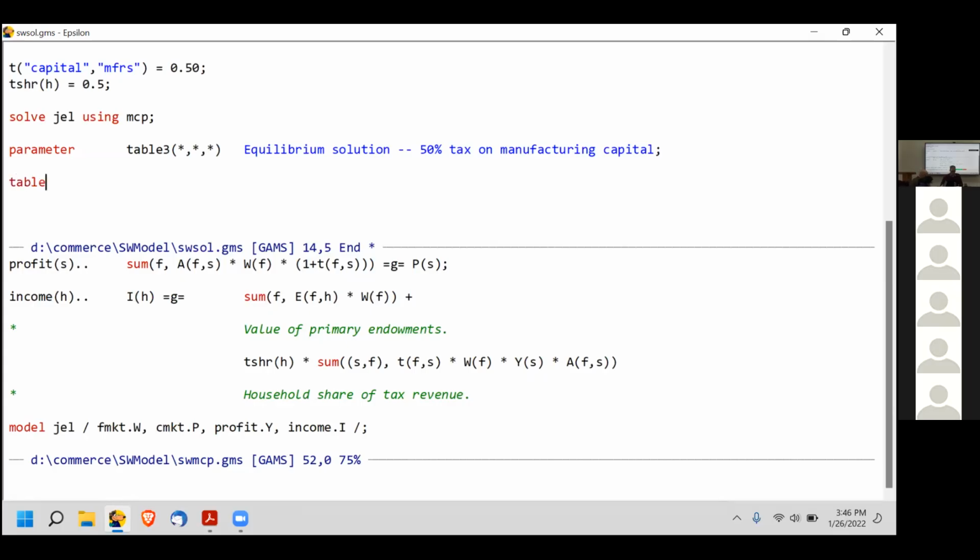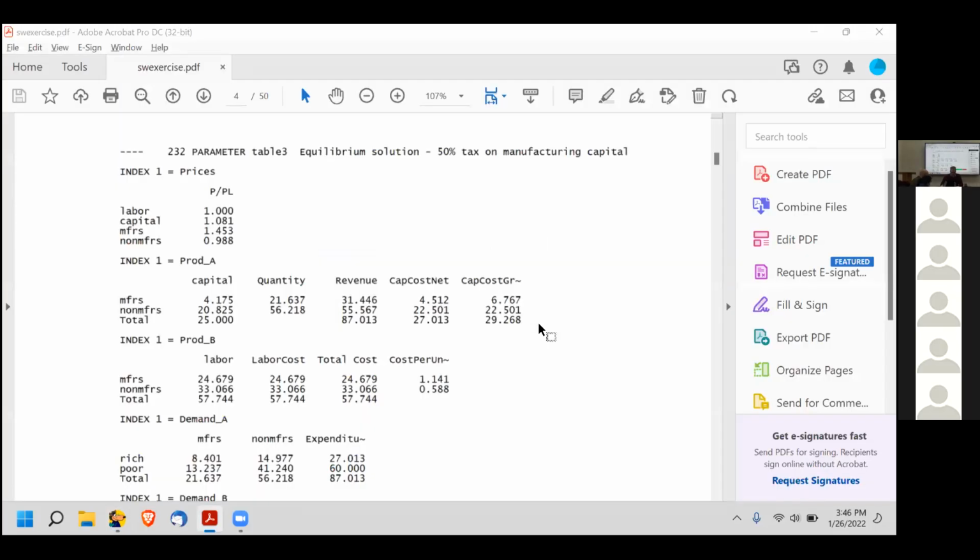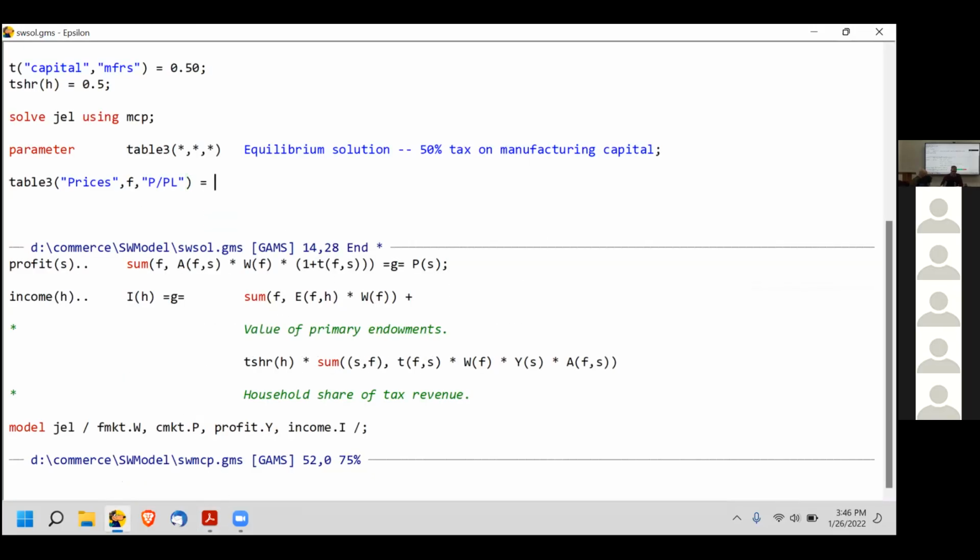So I say table 3 of prices, comma F, comma P divided by PL. PL is equal to W.L of F divided by W.L of labor. I think it's called labor. Now, what are we doing there? We're normalizing prices for the report.